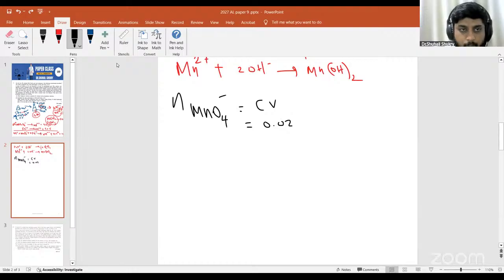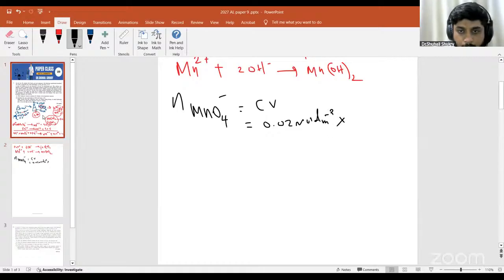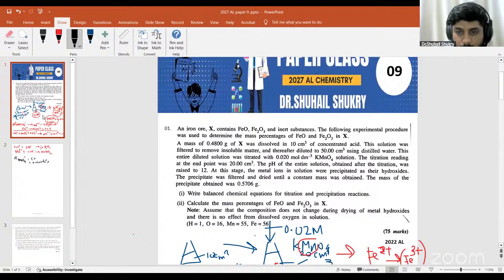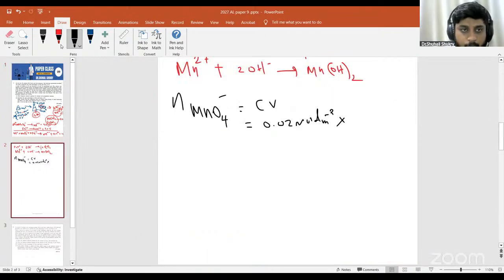Okay. This is the volume, 0.02 mol dm^-3. And the consumed volume of KMnO4 will be 20 cm³. You have to convert 20 cm³ to dm³, so 20 × 10^-3 dm³.